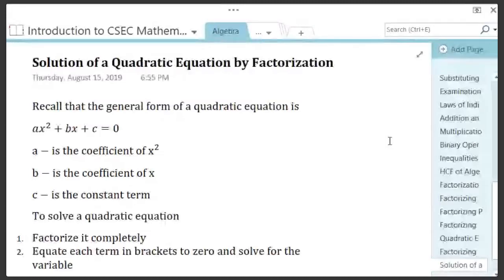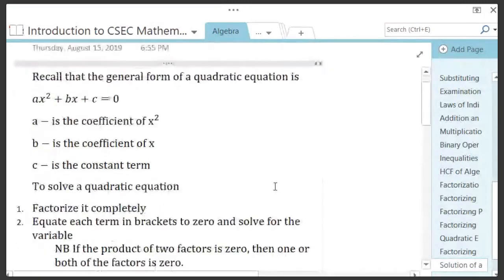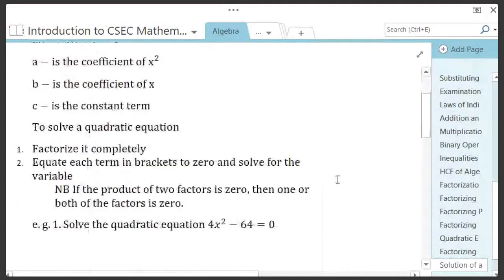Now, to solve a quadratic equation, we need to first of all factorize completely, and we need to equate each term in the brackets and solve for the variable. And I want you to note this, that if the product of two factors is 0, then one or both of the factors is 0, because you know anything multiplied by 0 is 0. So I'm going to demonstrate how to do this.